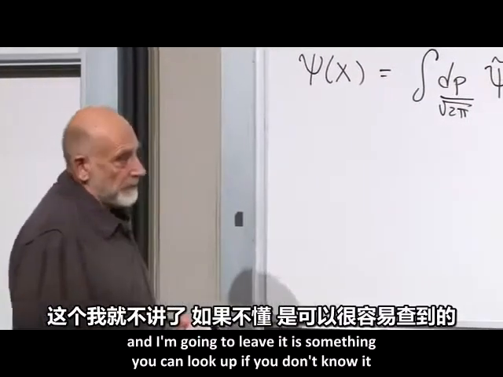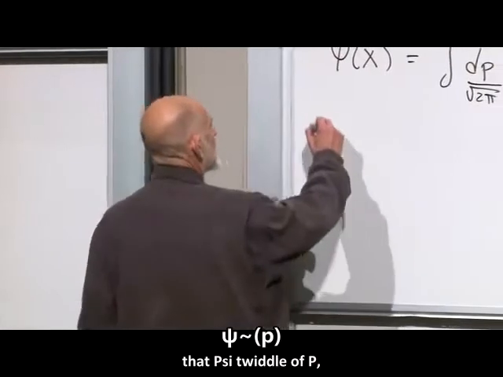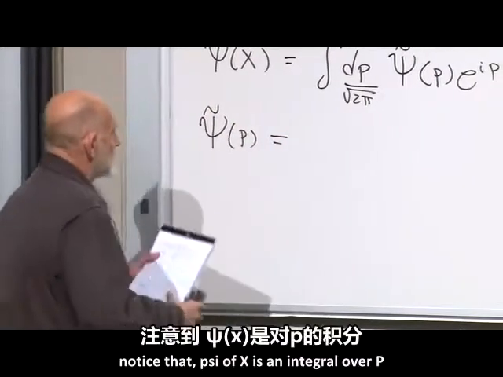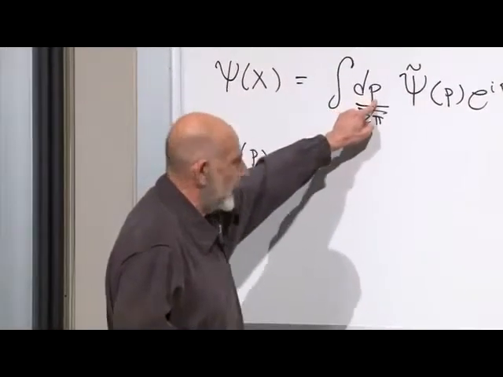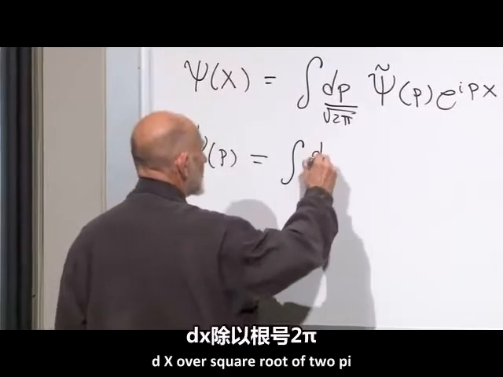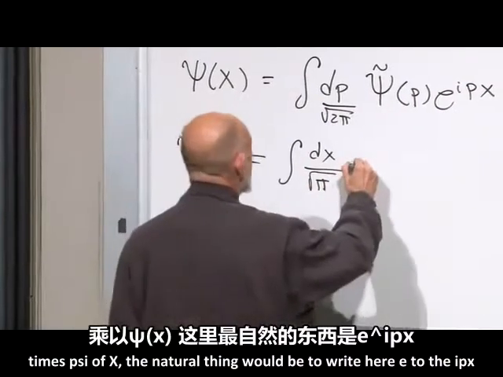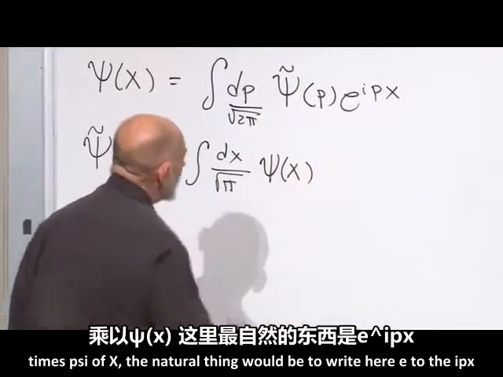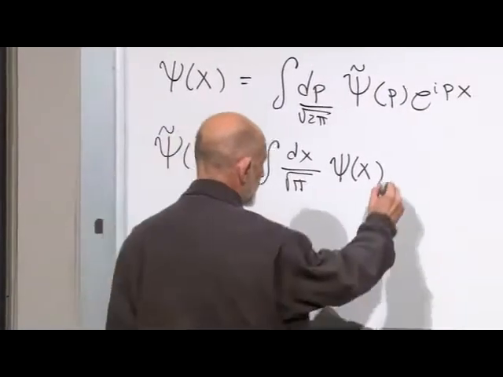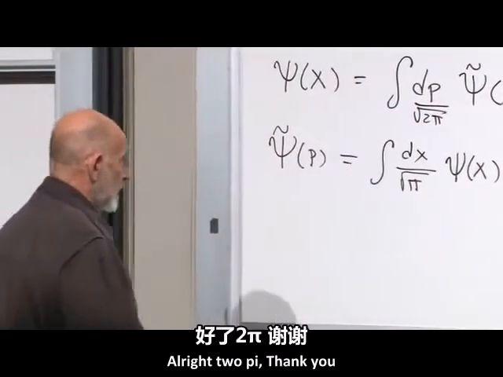And I'm going to leave it as something you can look up if you don't know it. It's the basic theorem of Fourier analysis that psi twiddle of p, and notice that psi of x is an integral over p. Psi twiddle of p is going to be an integral over x, dx over square root of 2 pi, times psi of x, and the natural thing would be to write here e to the ipx, but it's not, it's e to the minus ipx. Two pi, thank you.